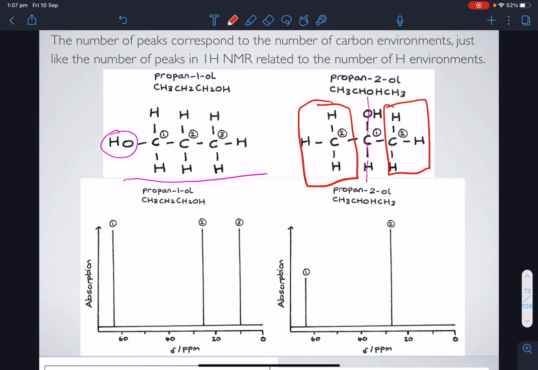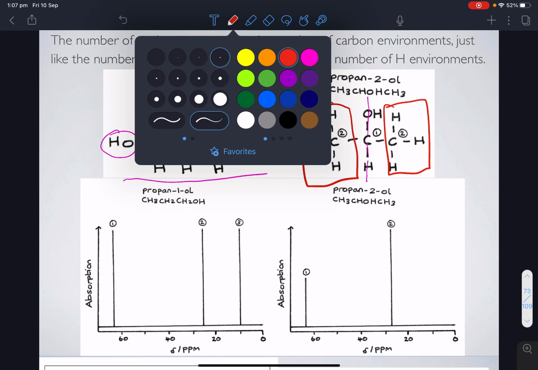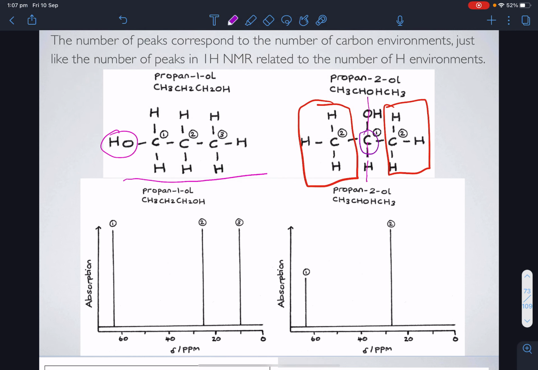And this carbon in the middle, of course, doesn't match anything else, so it's its own carbon environment. So we've got 2 carbon environments. For the 2 position isomers, propan-1-ol and propan-2-ol, it changes their carbon-13 NMR quite differently. So this is one technique that you can use to tell the difference between 2 isomers, okay?